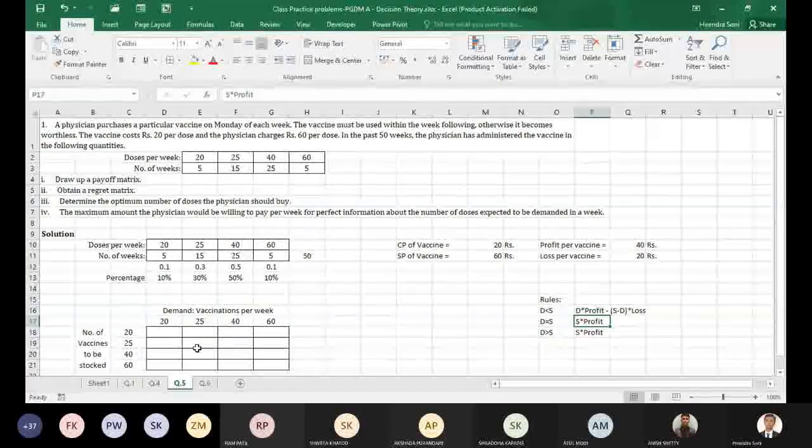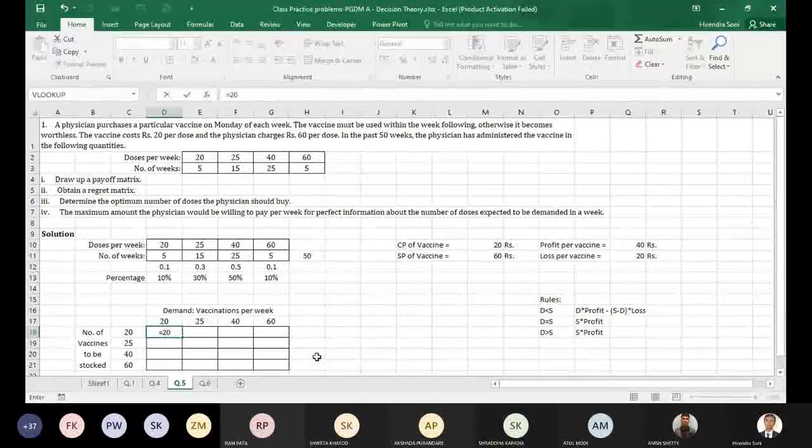So here your stock is of 20 units and demand is also of 20 units, so 20 into your profit per unit. बराबर है? यहाँ तक ओके?